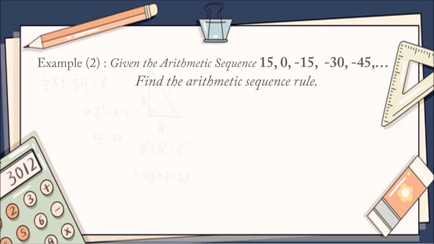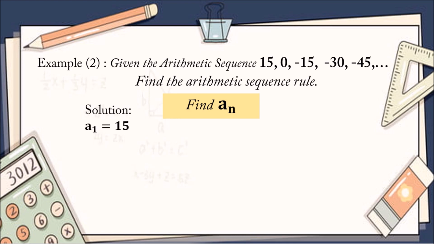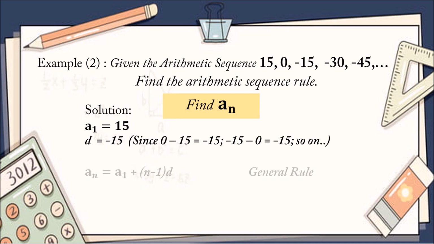Example number 2. Given the arithmetic sequence 15, 0, negative 15, negative 30, and negative 45. Find the arithmetic sequence rule. So we are going to find what is a sub n. Solution. Given that the first term a sub 1 is 15 and the common difference is negative 15, since 0 minus 15 is negative 15, negative 15 minus 0 is negative 15, and so on.